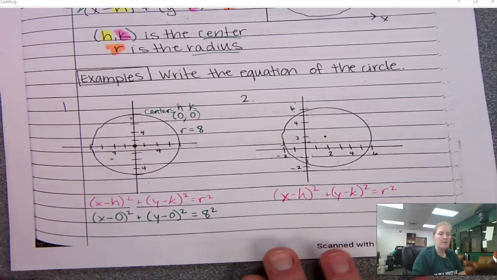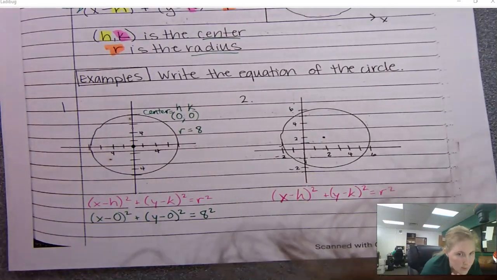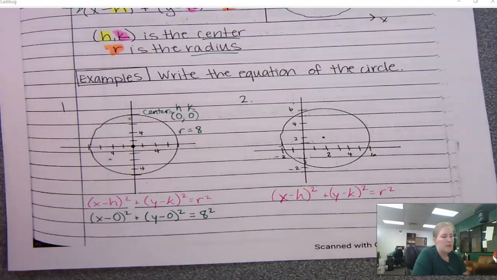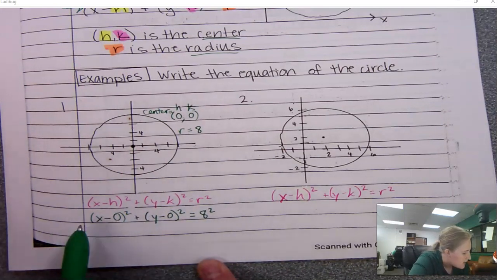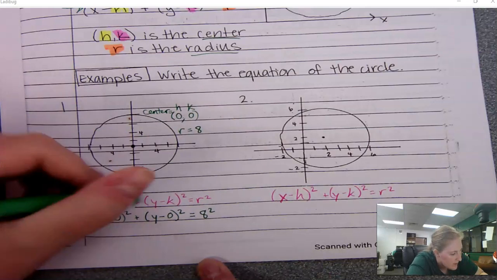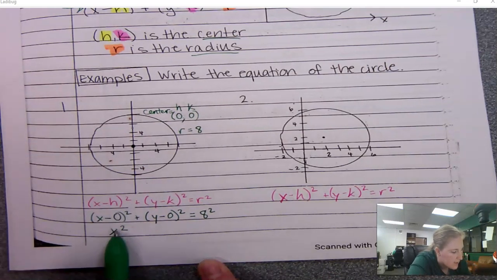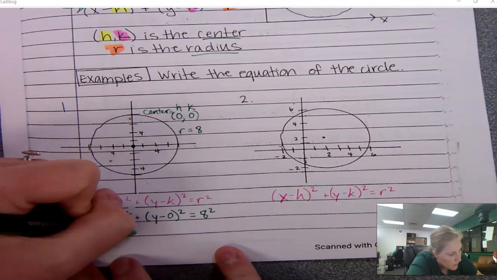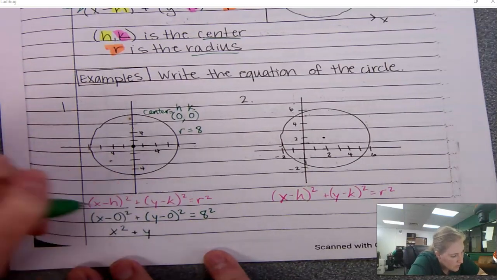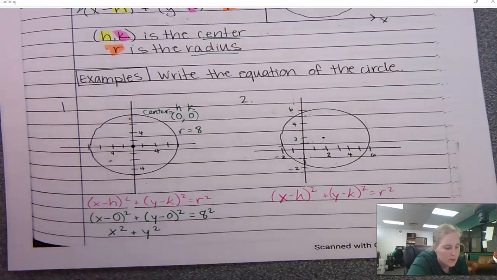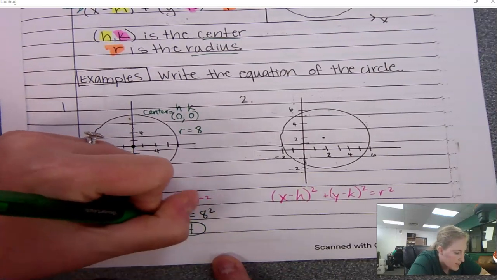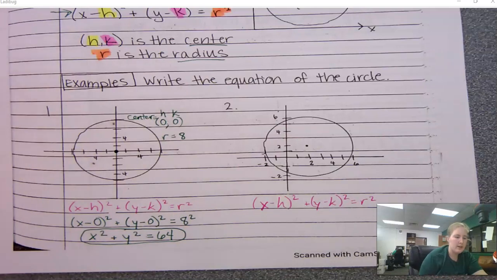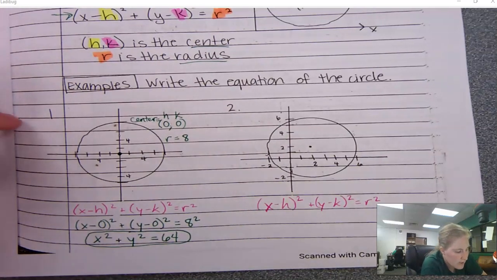So what I did was I plugged all of these things in, but now I can simplify them, because it won't look like this in the end. Anytime the center does not move at all from the origin, the x is just going to end up as x squared, because we're not subtracting anything from it. Since it's a 0, the y will also just become y squared, and then we need to square this 8 to get 64. And that is the equation of our circle. Alright, we've just written the equation of this circle, and all we had to do was find the center and the radius to be able to do that.